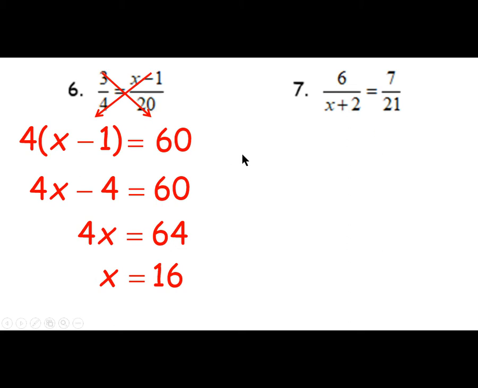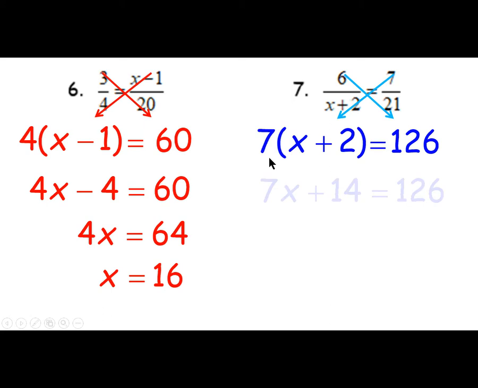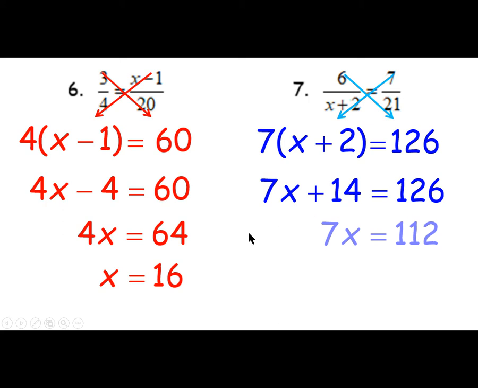If you haven't done it yet, try the second problem. Okay, problem number 7 here, doing it the same way. We cross multiply. 6 times 21 is 126. 7 times x plus 2 is going to give us 7x plus 14. To solve this, we're simply going to subtract 14 from both sides and divide by 7, and we should get 16. Ooh, the same answer for both problems.